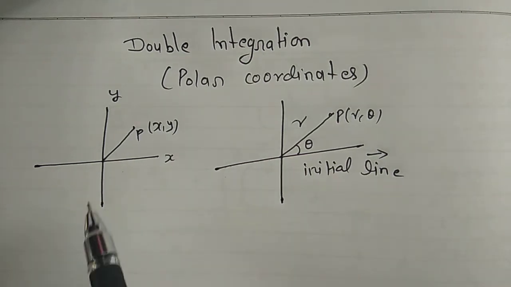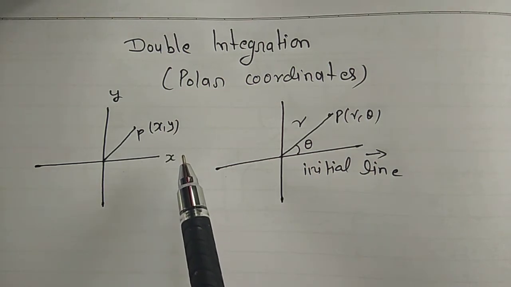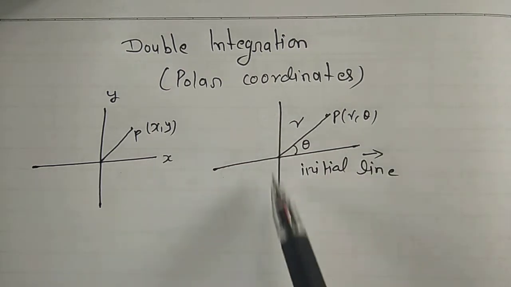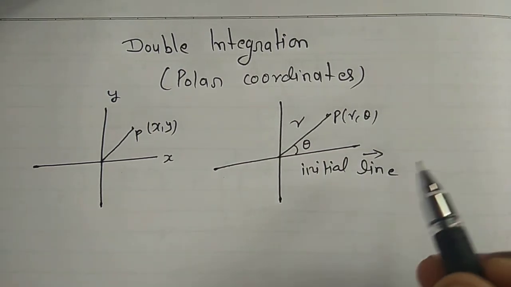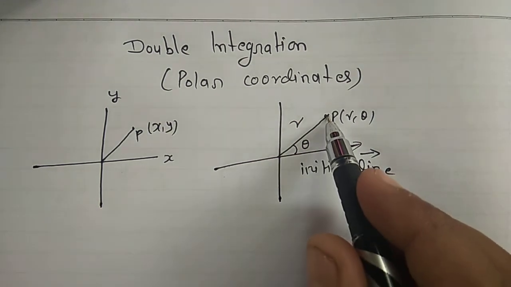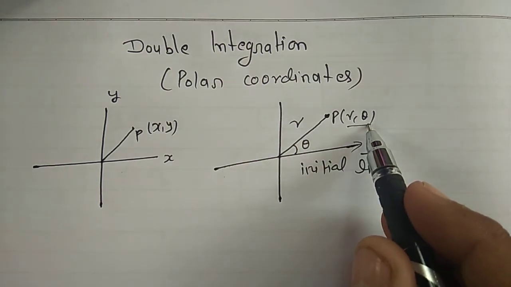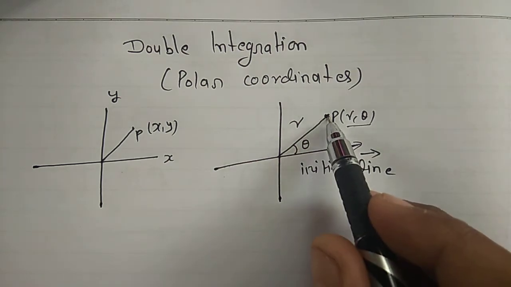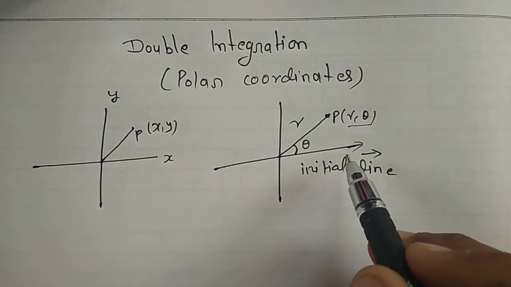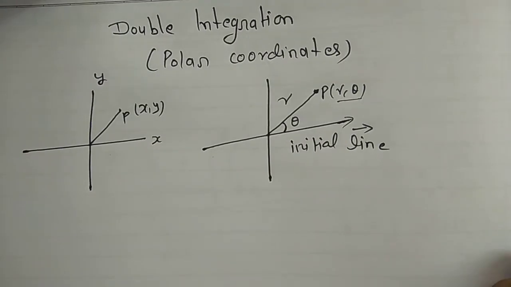In the Cartesian coordinate system we have the point (x, y), and the polar coordinate system is (r, theta). This is the plane, and this line is called the initial line. If you take any point P in polar coordinates, the coordinates will be (r, theta). r is the distance from the origin to the point, and theta is the angle of that line from the initial line.